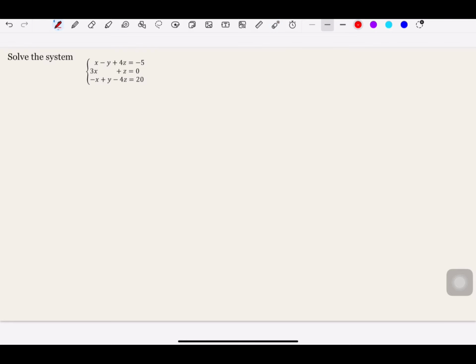To do that, first of all, you are going to take the first equation and multiply it by -3, add it to the second equation, and replace the second equation by the resulting equation. So let's multiply the values. The first equation is going to be -3x plus 3y minus 12z equals 15, because you multiplied the first equation by -3.